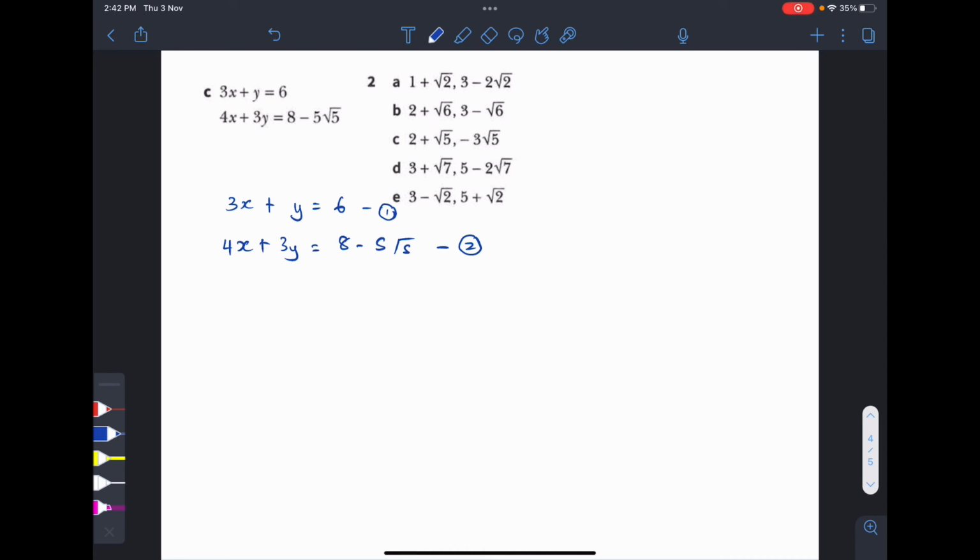Okay, so I think I'm gonna try to do the elimination method as well for this, but I kind of have to make something the same here. So I'm gonna make y the same, so I'm gonna times it with 3. I'll just draw a line then. Right, so I'm gonna get 9x plus 3y equals 18, right?